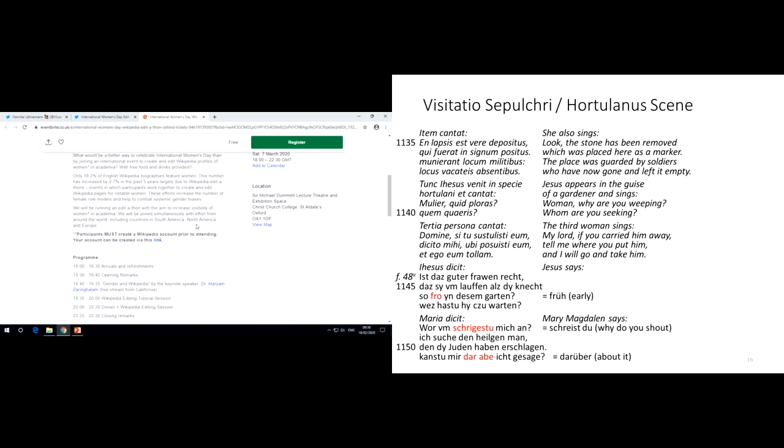Ist das guter Frauen recht, dass sie umlaufen als die Knecht, so froh in diesem Garten? Jetzt hast du ihn zu warten. Warum schreibst du mich an? Ich suche den heiligen Mann, den die Juden haben erschlagen. Kannst du mir da aber nicht gesagen? Zwar, er muss dir lieb sehen, dass du so querst den Weg. Sprich, guter Gärtnere, durch aller Frauenehre, hast du von ihm nicht vernommen, sage mir's, es mag dir frommen. Gut, Weib, ich sage dir einer was, suche den Herrn vor was.